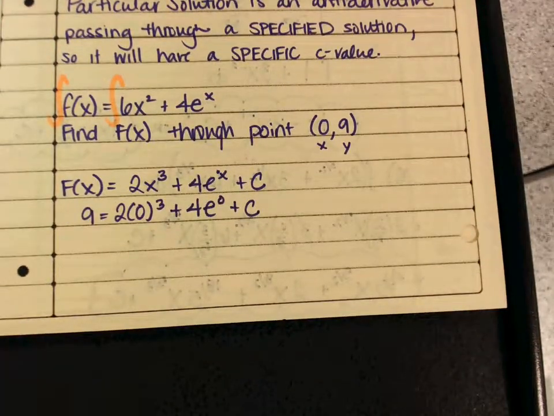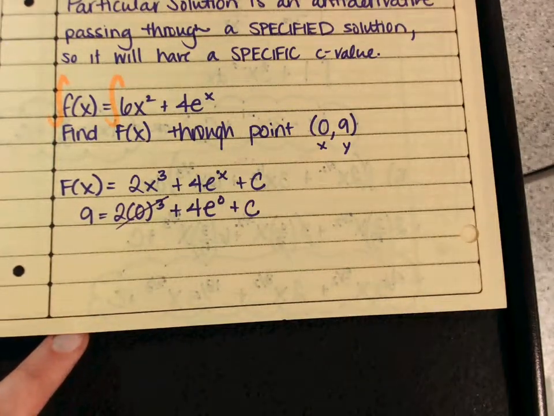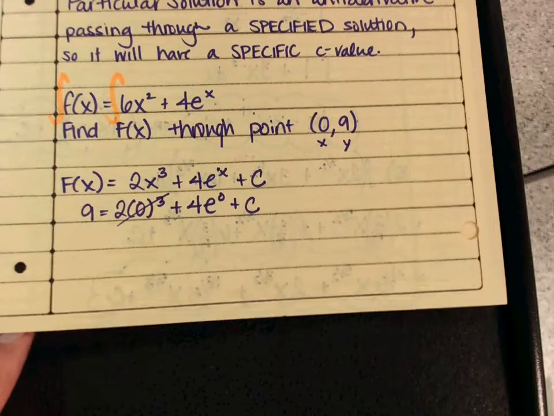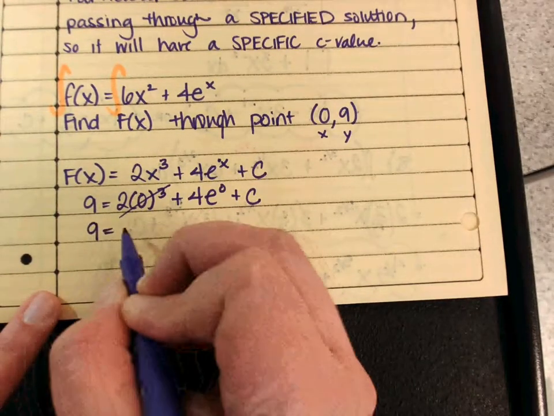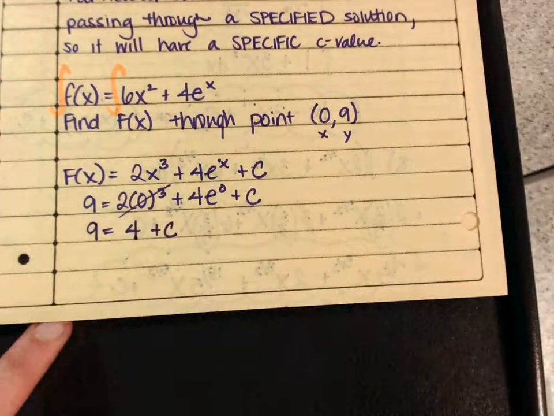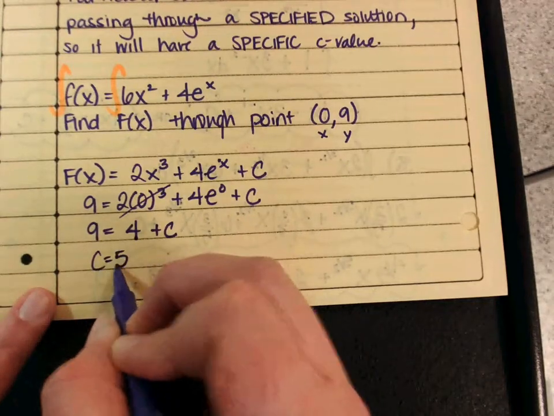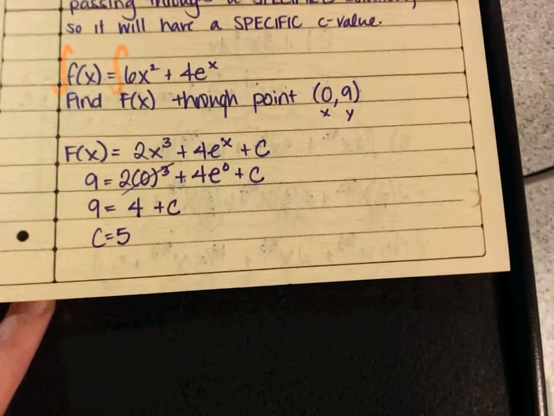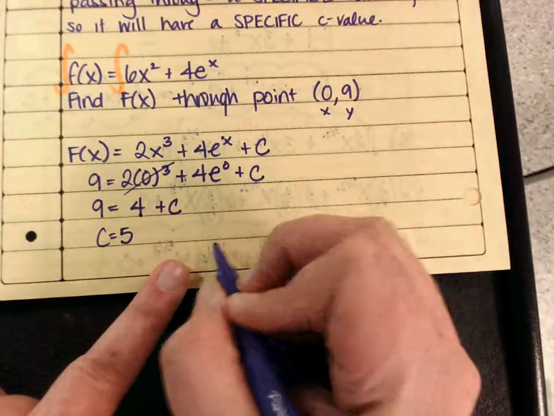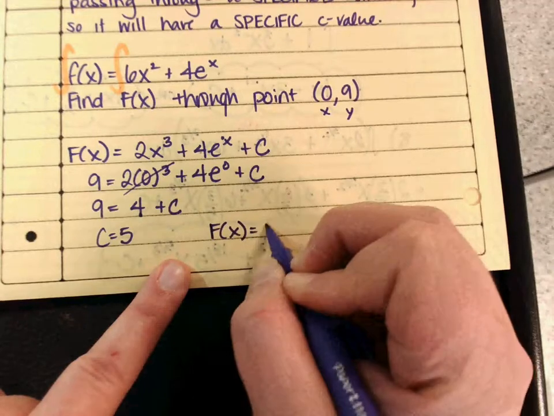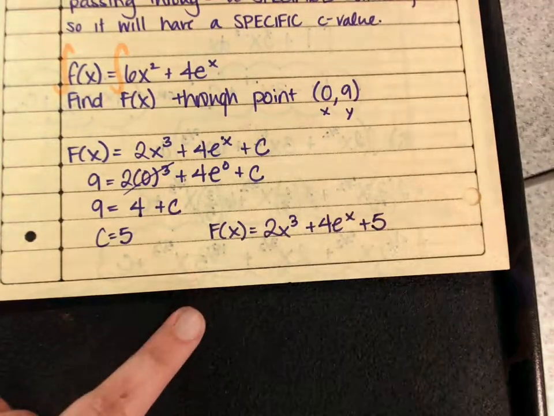But 2 times 0 is what? 0 goes away. Does 4e to the 0 go away as well? E to the 0 is 1. Very good. So really this is 9 equals 4 plus c, which makes c what? 5. Now, there are annoying things about derivatives, there are annoying things about integrals. When you find the c, you do have to go back and rewrite your solution. So we would write then f of x equals 2x^3 + 4e^x + 5.